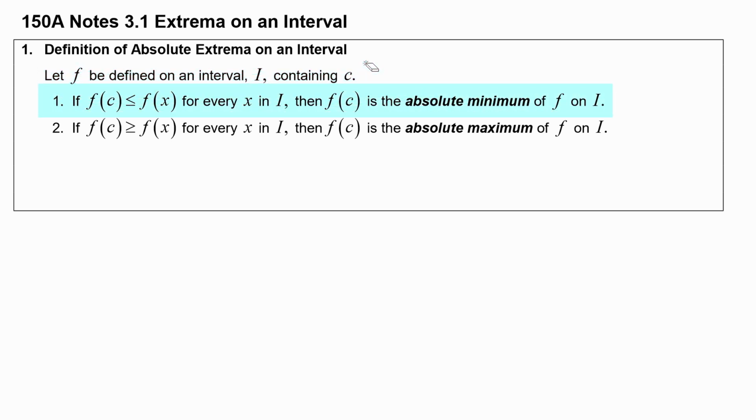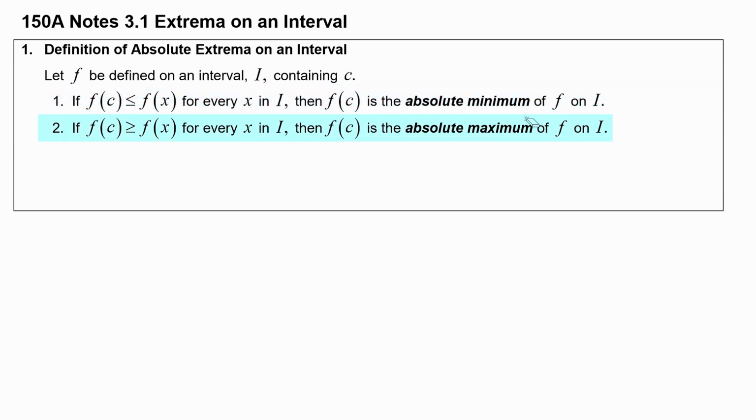So first, if f of c is less than or equal to f of x for every x in the interval, then f of c is the absolute minimum of f on that interval. Remember that f of c is a y value, so what this inequality is saying is the y value at c is less than or equal to every other y value on the entire interval. If that's true, then that y value is the absolute minimum.